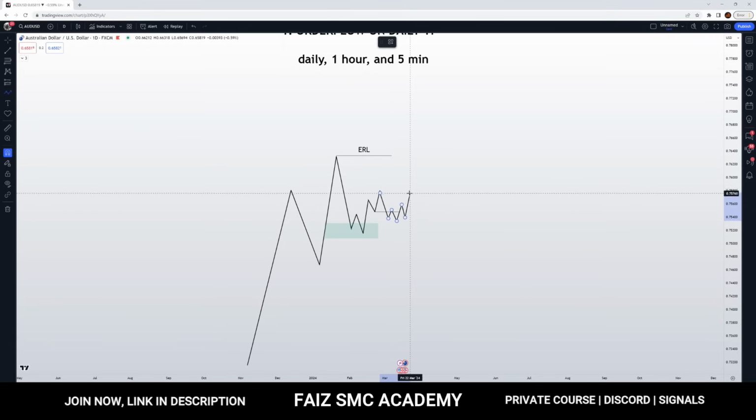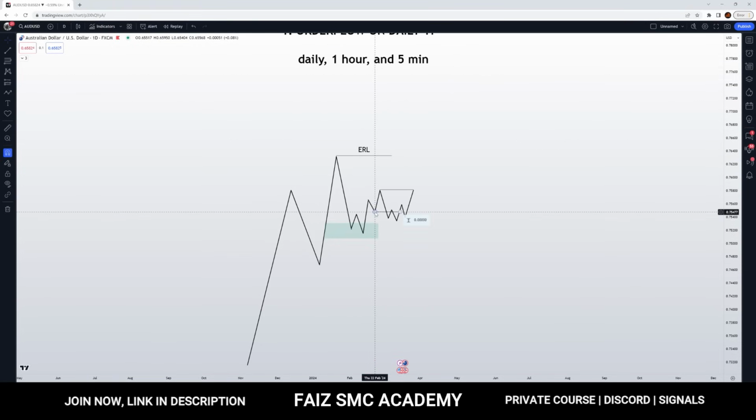And you target the most recent 1 hour swing high, which is going to be this. So this is going to be a 5 minute market maker buy model that you will be taking after framing your trade off of daily internal range liquidity. So we're going from daily to 1 hour to 5 minute to frame our trade.